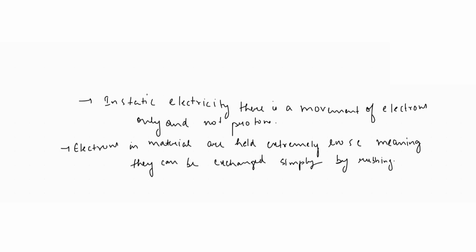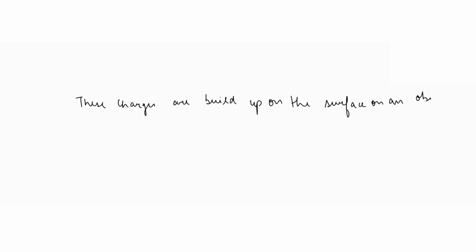If you have any doubt, you can let me know. So we can simply say that in static electricity, charges are built up on the surface of an object, like the comb and the mirror and the paper, everything, and they will continue to build up on the surface until they find a way to be released.